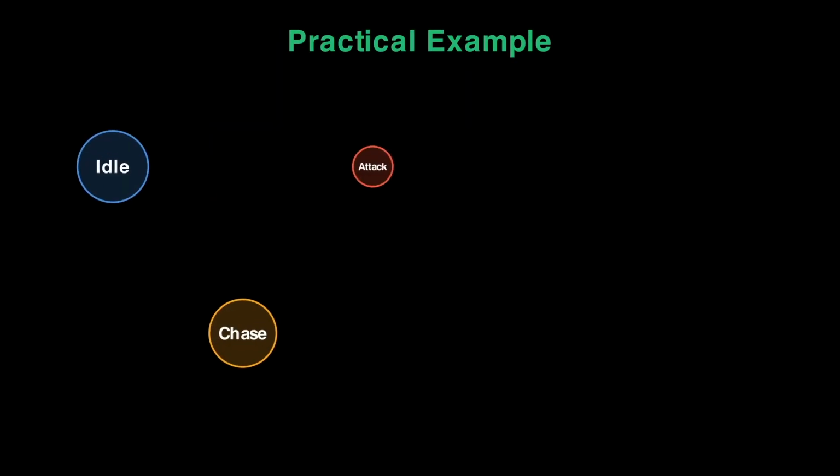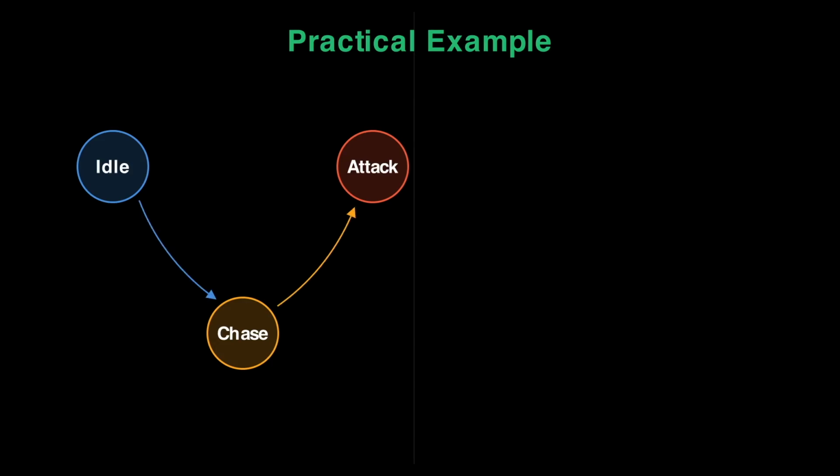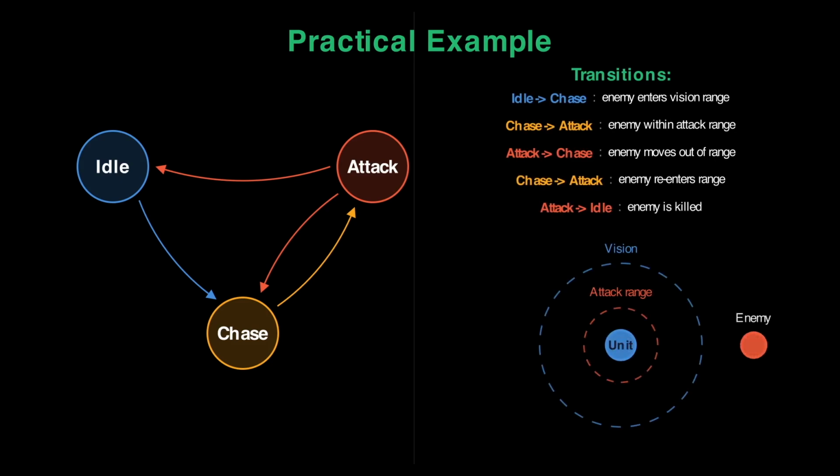Let's take a look at a simple example with 3 states: idle, chase, and attack. And here are the possible transitions: idle to chase, chase to attack, attack to chase, and attack to idle. From idle to chase, we have a condition that happens when the enemy is detected within vision range. From chase to attack happens when the enemy is within attack range. Attack to chase happens when the enemy moves out of range, and attack to idle happens when the enemy is killed. As you can see, each state focuses only on its own behavior, while transitions control when behavior changes.